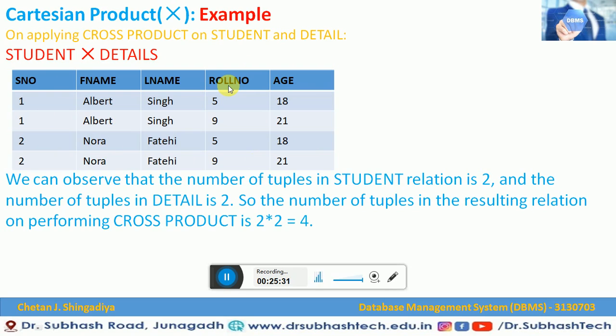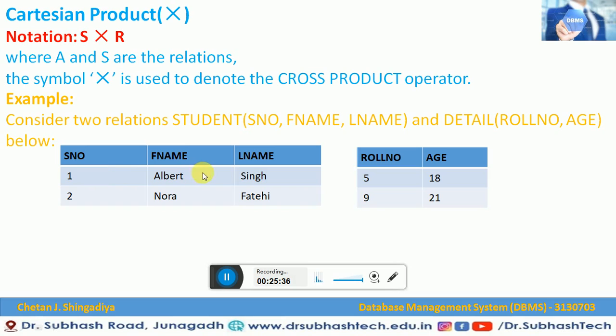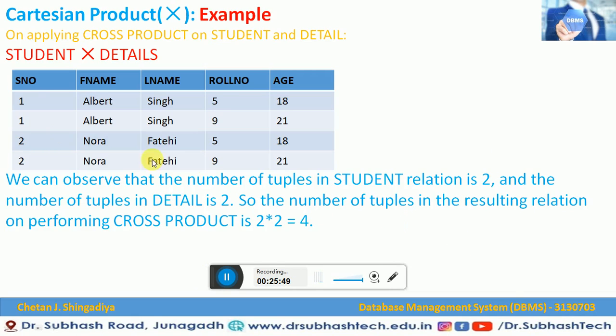Now once again let me show the example table. Here you can see 1 Albert Singh 5 18, 1 Albert Singh 9 21, and 2 Noora Fatehi 5 18, 2 Noora Fatehi 9 21. Let's see that output table once again: 1 Albert Singh 5 18, 1 Albert Singh 9 21, 2 Noora Fatehi 5 18, 2 Noora Fatehi 9 21. So this is how the table will be produced as a Cartesian product.